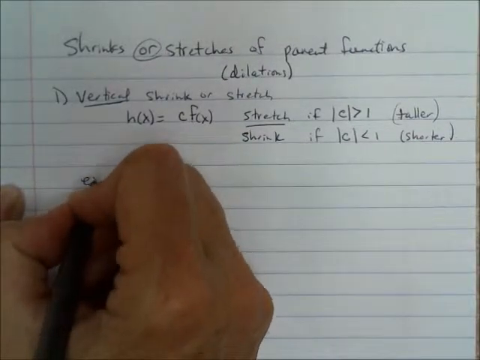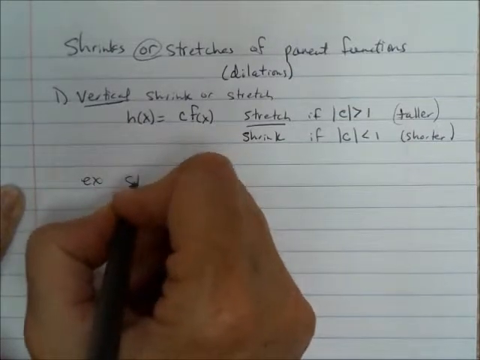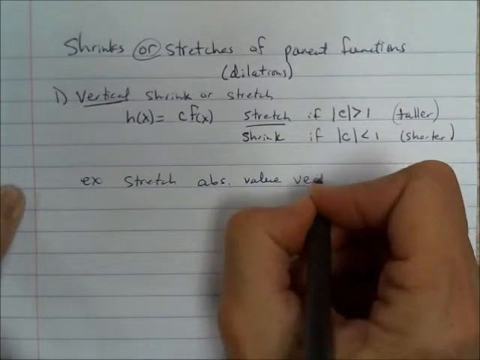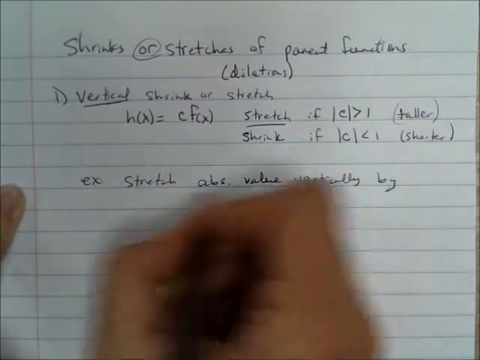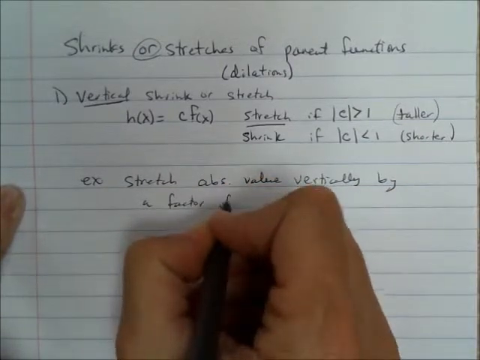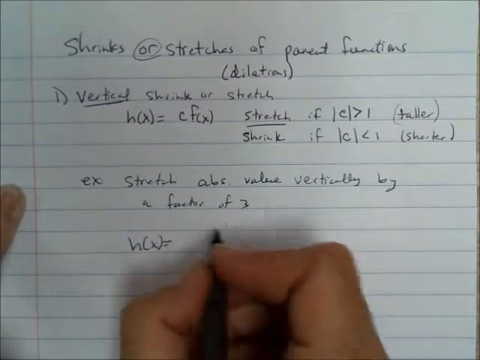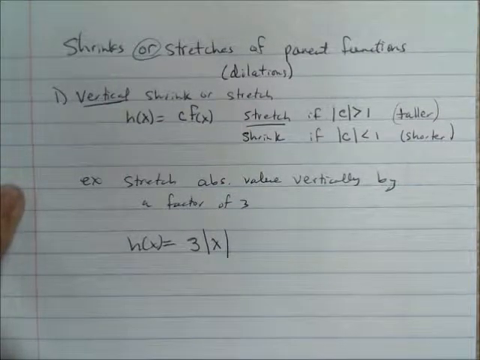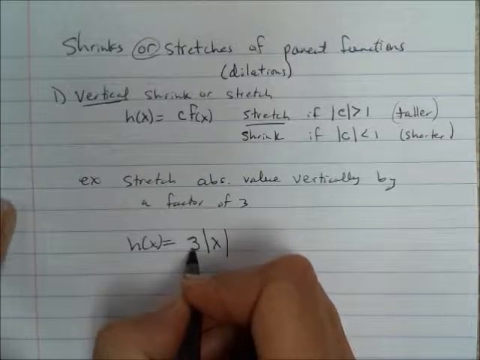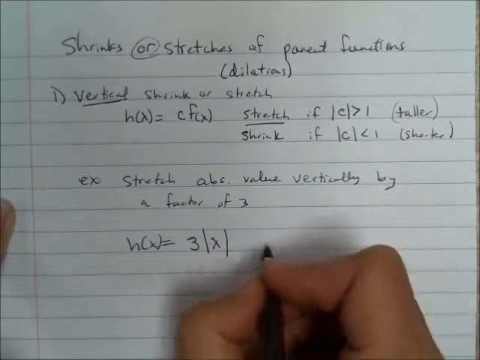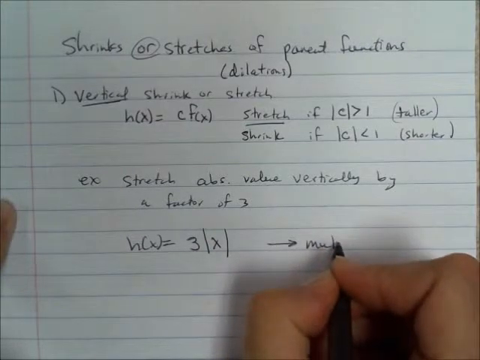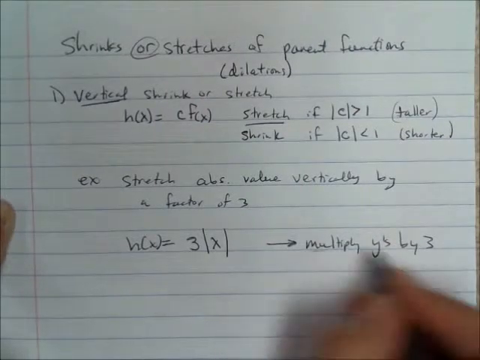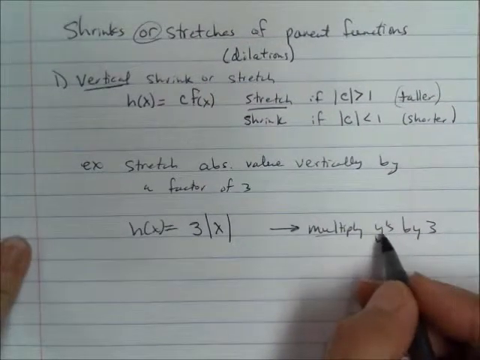So let's take an example of a vertical stretch. Let's stretch an absolute value vertically by a factor of 3. So that h of x function is equal to 3 times that f of x value, that parent function absolute value of x. We know that's a vertical stretch because the 3 is on the outside of the function. What this means is we are going to multiply the y's by 3 from the parent function. That's what a stretch means. We're going to change the y's one way or the other.